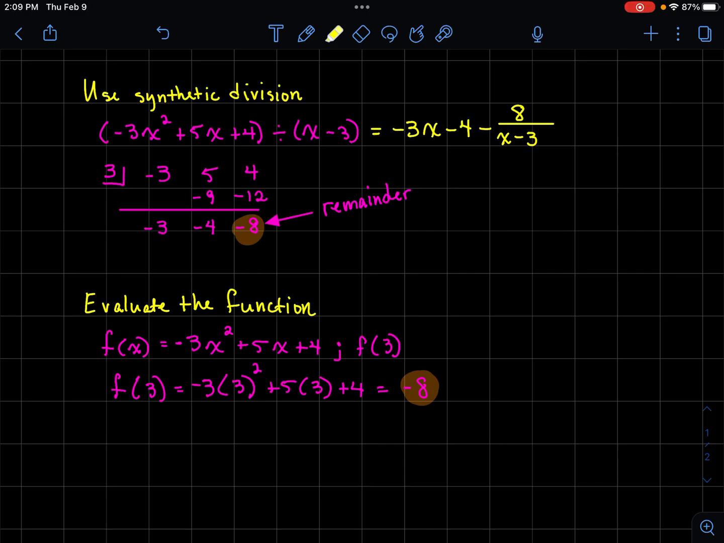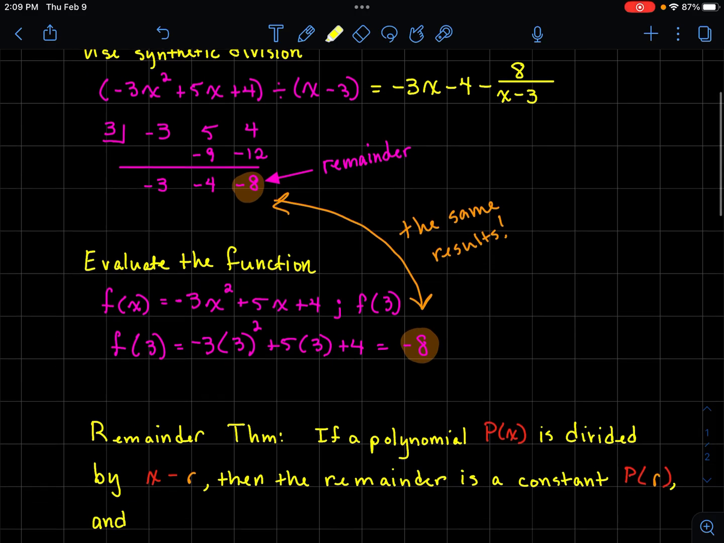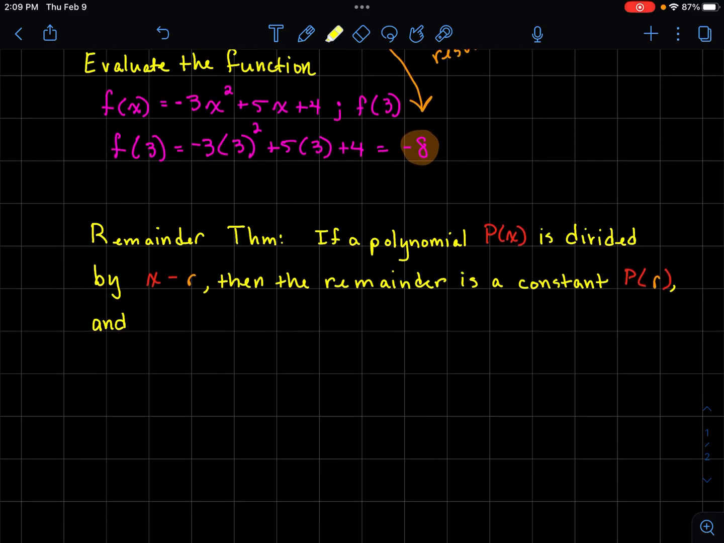And here's what I want you to see. You see our remainder and our answer from the evaluation of the function? The results are exactly the same, and that's what gets us into the remainder theorem.